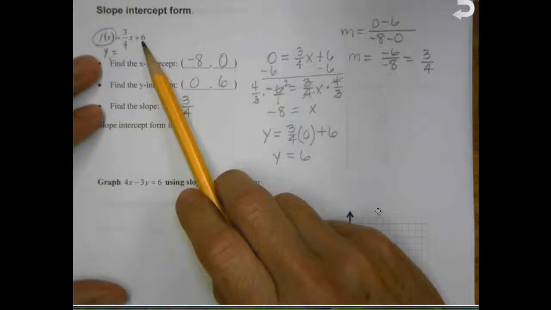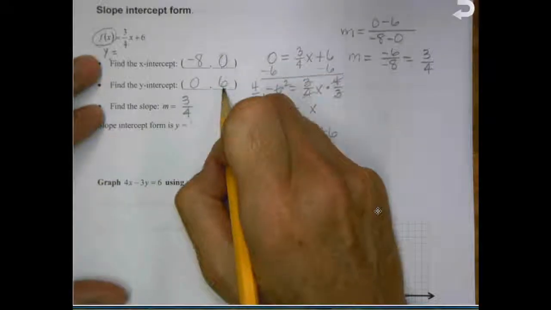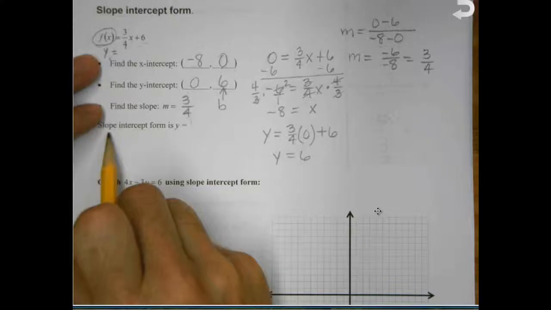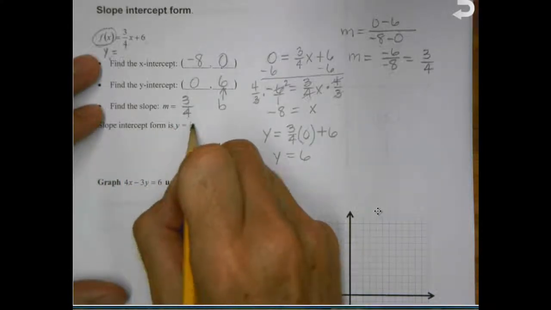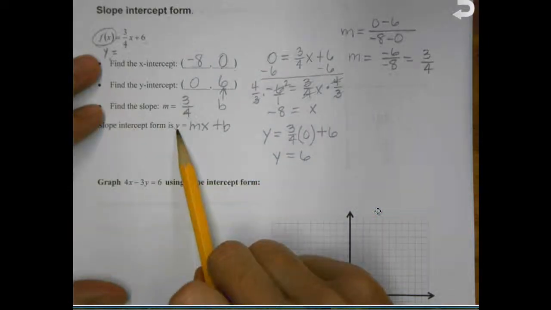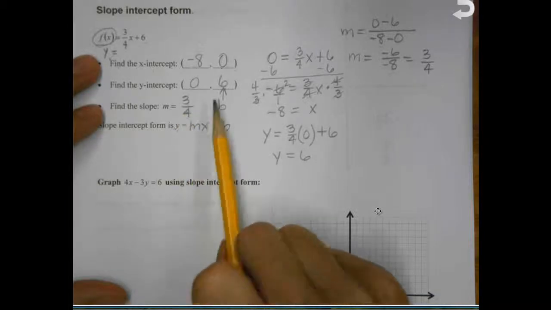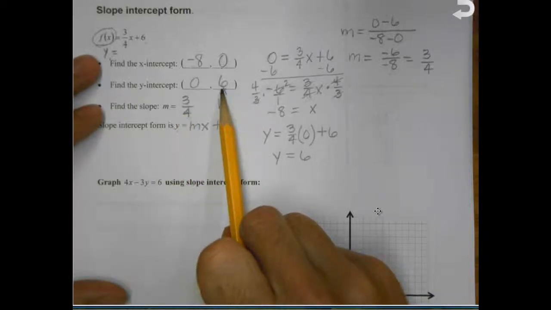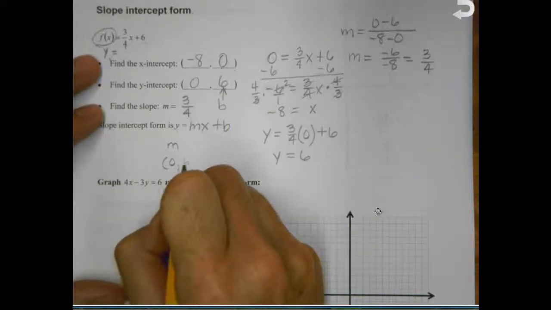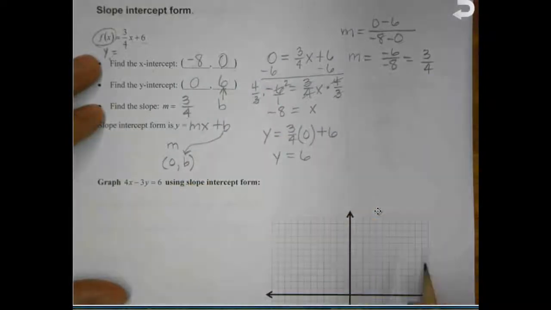And then this number 6 is actually my y-intercept, and it's the y part of the ordered pair, and we call that a b. So the slope-intercept form is y equals mx plus b, and that'll be true every time you solve for y. The coefficient on your x part is your slope, and the b is the y part of your y-intercept. So we will have m for the slope, and then 0 comma b, whatever that number is, that will be our y-intercept.